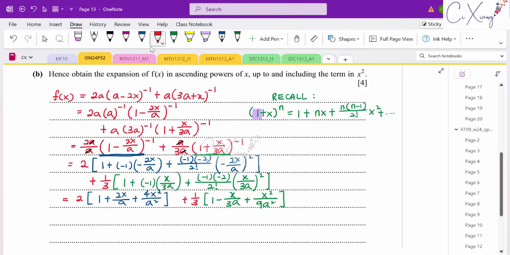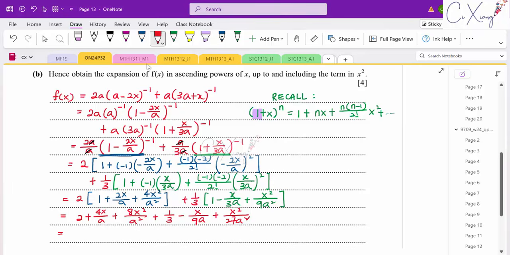Okay, then after that, I multiply in the 2 and also the 1 over 3 into the bracket. So I'm having 2 plus 4x over a plus 8x squared over a squared. Okay, then plus 1 over 3 minus x over 9a, then plus x squared over 27a squared.